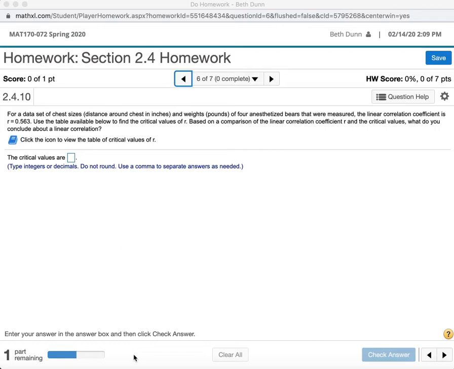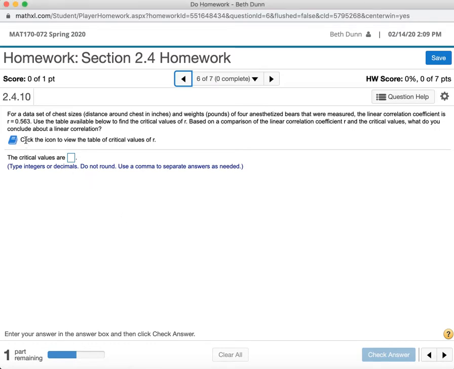For a data set of chest sizes, distance around chest in inches, and weights of 4 anesthetized bears that were measured, the linear correlation coefficient is R equals 0.563. Use the table available below to find the critical values of R based on a comparison of the linear correlation coefficient R and the critical values. What do you conclude about a linear correlation? So here's what we do.